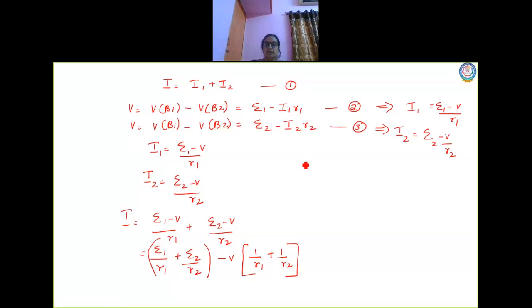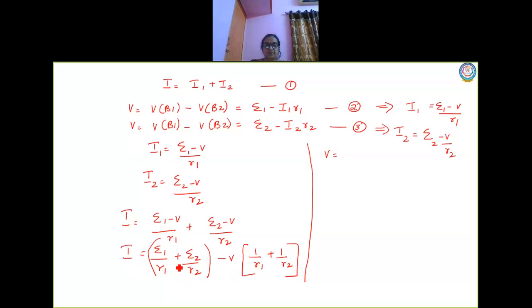Now when I rearrange and simplify, I will get the value of V. I will bring this V to the left side, and take this I to the right side. Let me write I here.